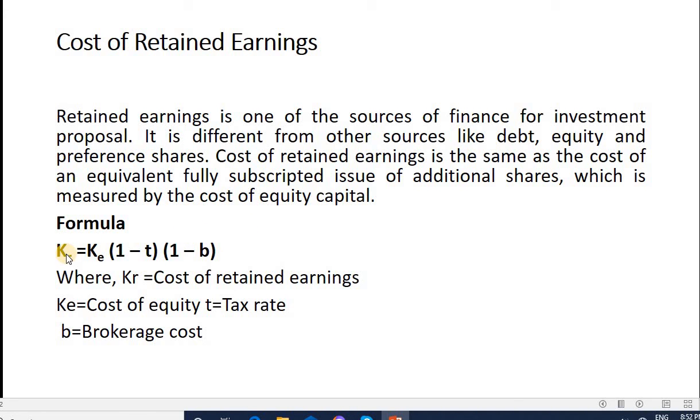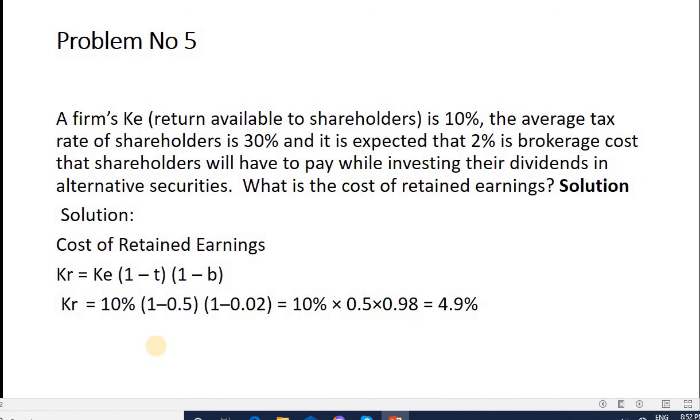The formula to calculate retained earnings is KR is equal to K into 1 minus T into 1 minus B. KR is cost of retained earnings, K is cost of equity, T is tax rate, B is brokerage cost. The cost of retained earnings is same as cost of issuing the additional shares, which is measured by the cost of equity capital.